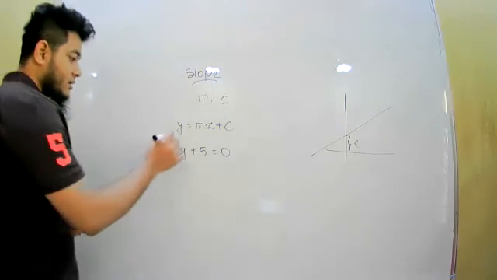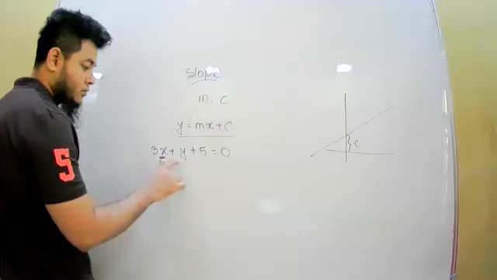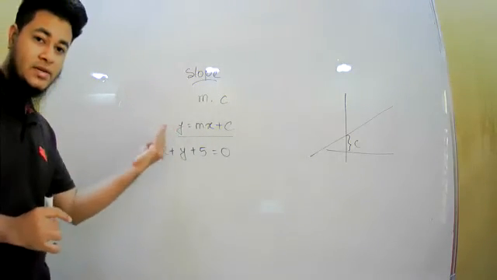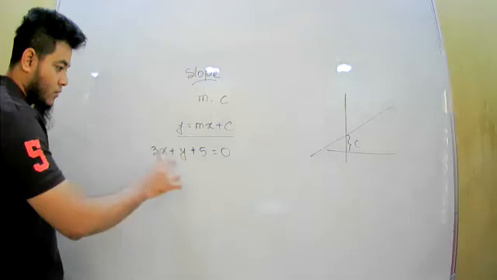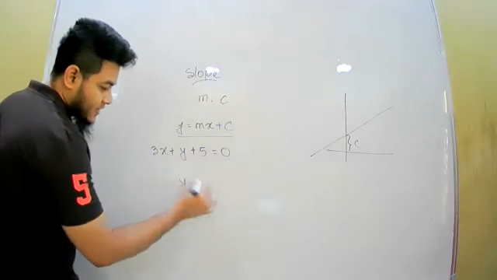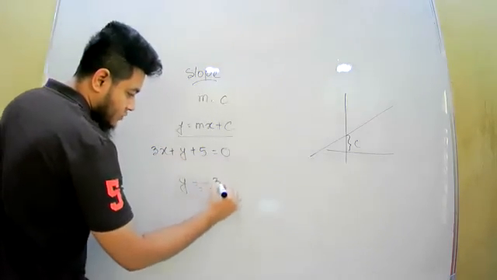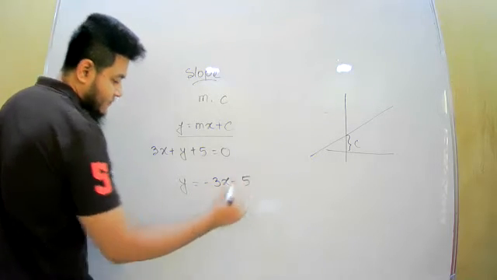How? We have to rewrite the equation in this format. That means y has to be separated on the left hand side. So y we will keep on the left hand side and all the rest we will shift to the opposite side. Then it will be y equals minus 3x minus 5.